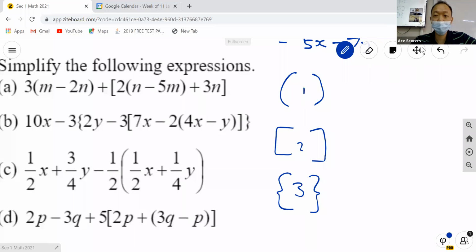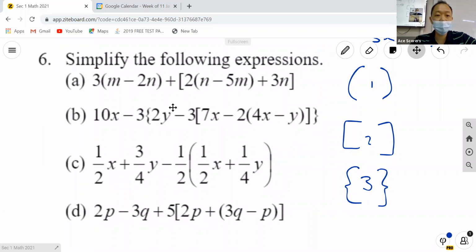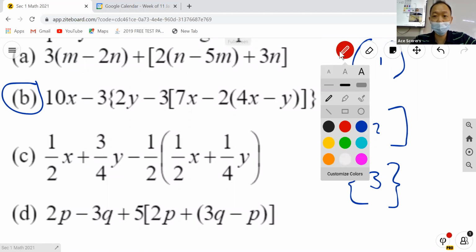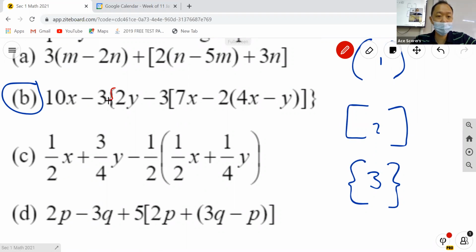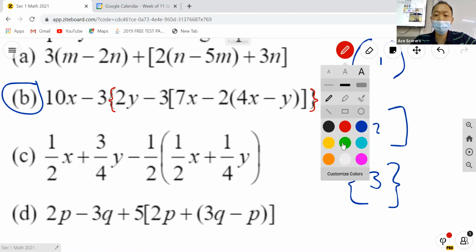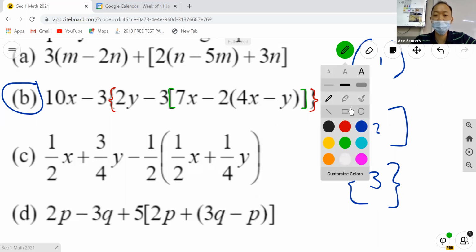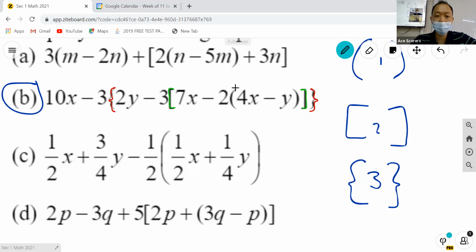Okay, so let's take a look at an example. Let's look at B. B is the one with all the brackets, right? I'm going to use different colors to show you. So first one is this curly thing. It's priority number 3, don't care. Then the second one is the square one, and there's the square one here. This one is priority number 2, also don't care, right? So which one do we solve first? You see this?